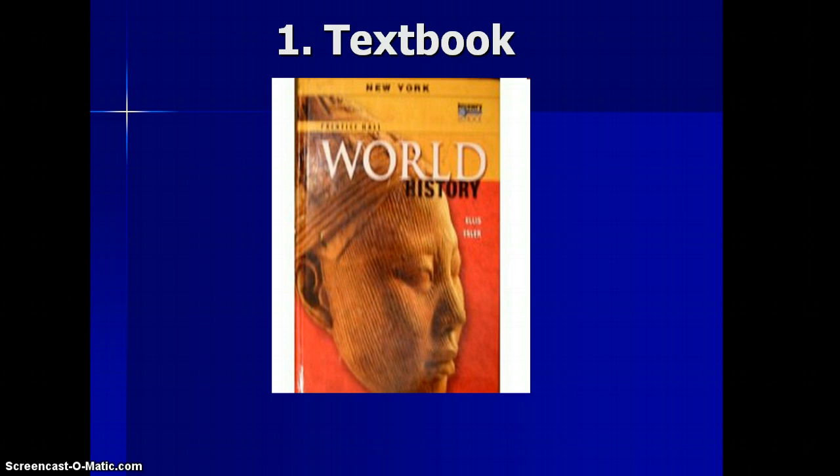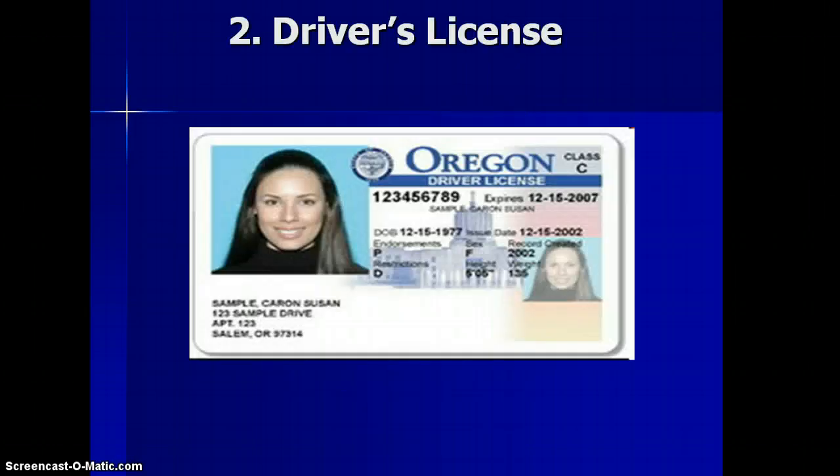So the first one is your textbook. Now, we've been talking about the textbook. Hopefully you get this one, so take a moment to think about that. So if you said secondary, then you are correct. Alright, next one. Your driver's license. Is this primary or secondary? This one's going to be primary because you were there, you experienced the event, they had to get your picture, your information.